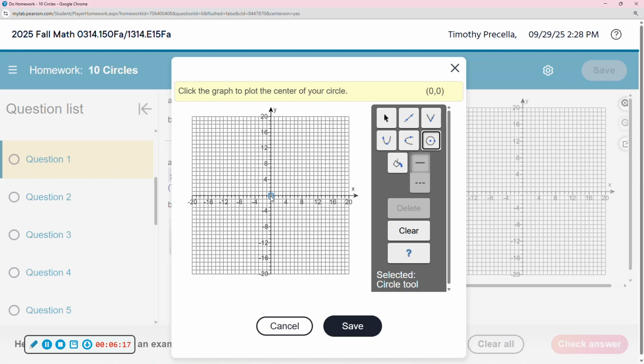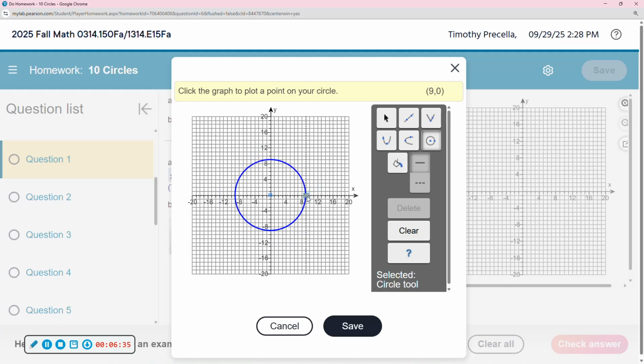Upper right corner of the yellow rectangle says 0, 0. So there's the center. And now just move the mouse around. This tool is drawing every circle that could possibly have a center at 0, 0. But you'll notice the instructions in yellow say, click another point.